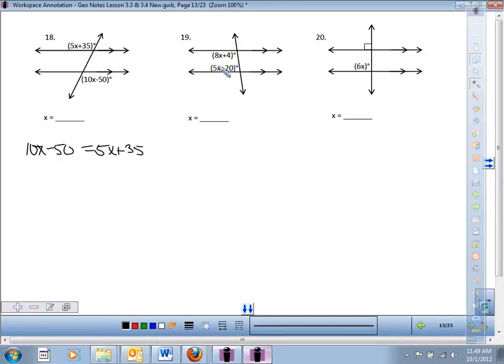And then these guys, same side interior, so we would add them together. Same side interior is supplementary. Add those two guys together, and that would equal 180. Same process here. That would be 90, and then we could solve those.